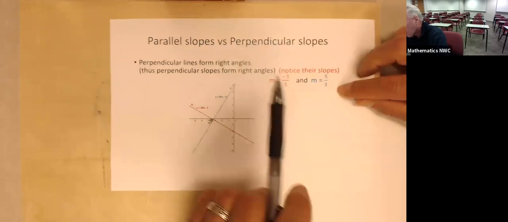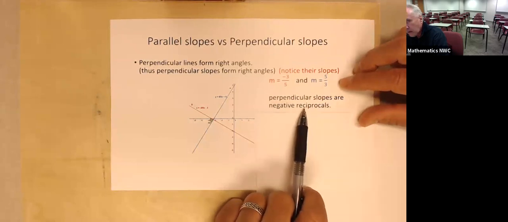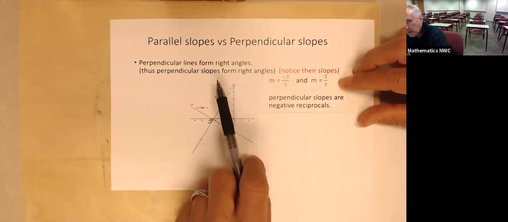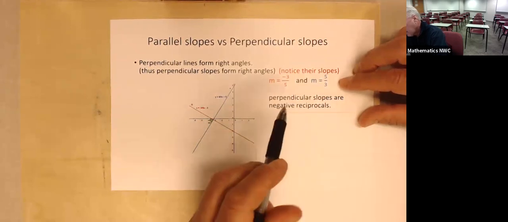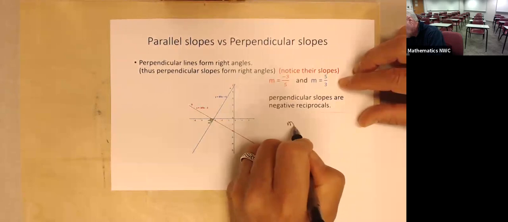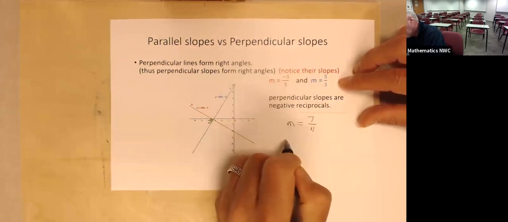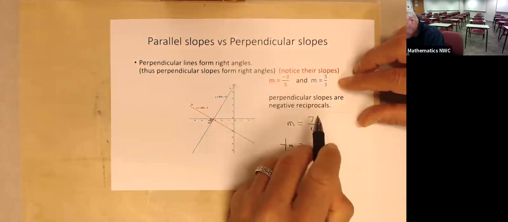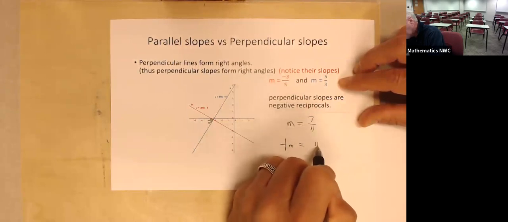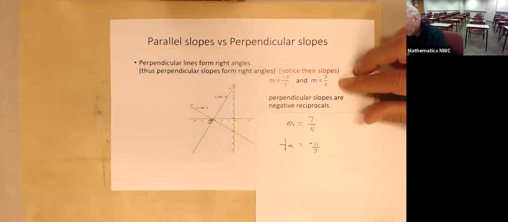When we have that, we call them negative reciprocals. So what does that mean? It means perpendicular slopes are negative reciprocals of each other. So that would mean if one slope is, say, 7/11, the perpendicular slope, that's just a symbol I'm going to use for perpendicular slope, will be the negative reciprocal. Reciprocal means to switch them around, and then I have to make one of them negative.